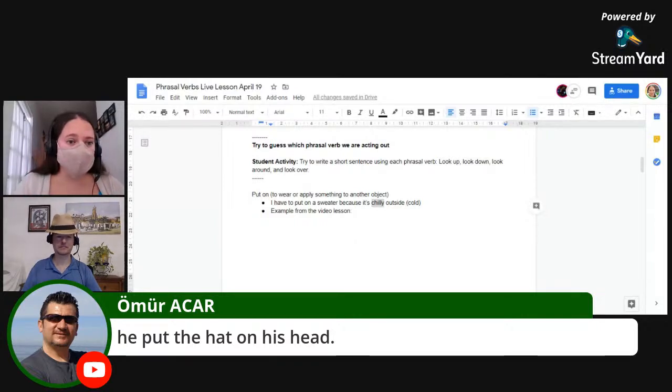So if you feel like practicing more, maybe you can pick up an object around you and put it on you or put it on a surface. Like, I don't know what I have around, but if I had my remote control and it was over here, maybe I wanted to put it on my desk. Okay. And that's how I can use it.